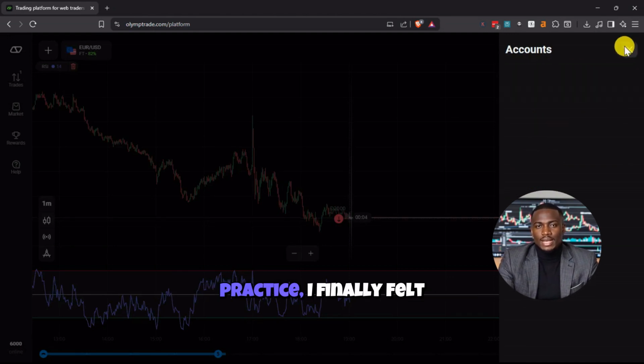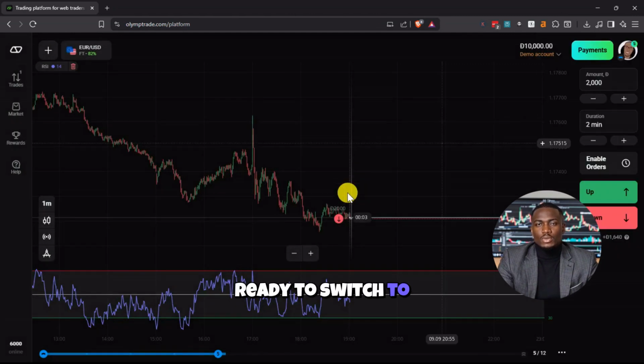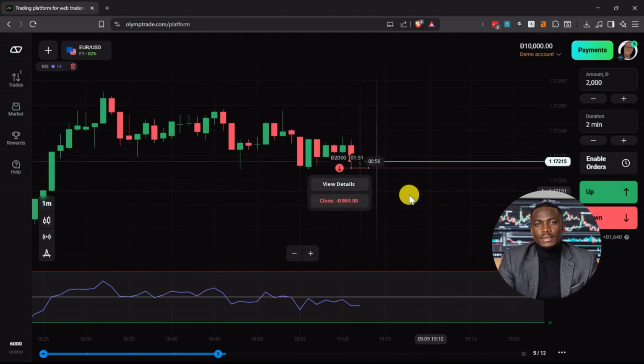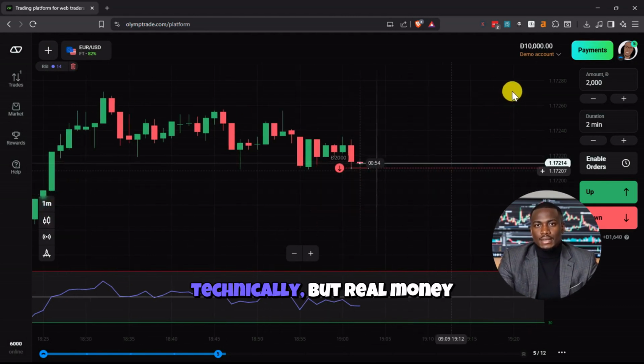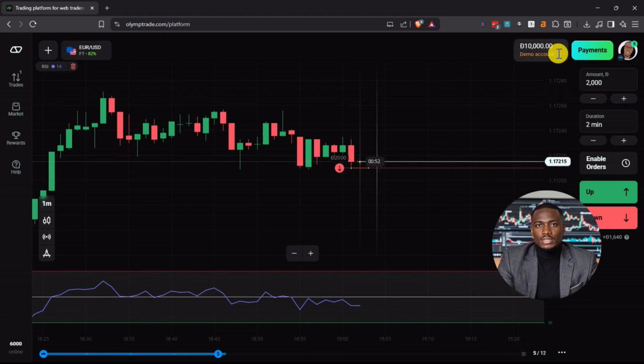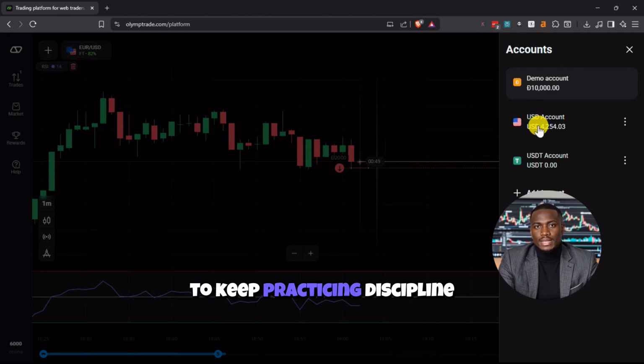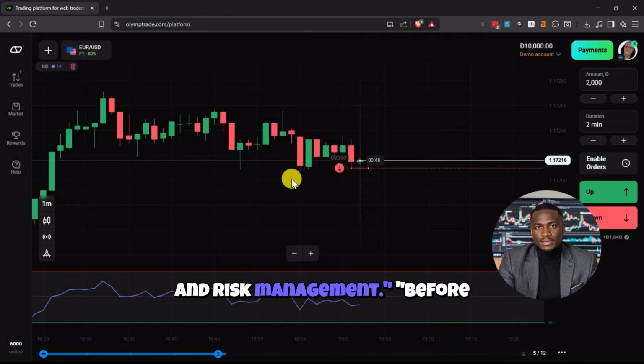After weeks of practice, I finally felt ready to switch to a real account. But I started very small, just a few dollars per trade. Because here's the truth. The demo prepares you technically, but real money adds emotions. And emotions change everything. That's why it's important to keep practicing discipline and risk management.